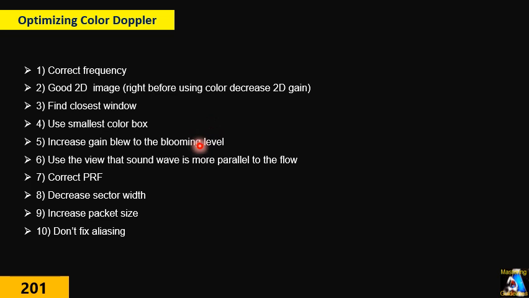There is an option we usually use on the machine: resolution is the higher frequency, general average, and penetration is the lower frequency. But if that doesn't help, we have to change our probe and use the proper frequency. Just remember, for each area, if your depth changes, your frequency should change too. That is the general rule.